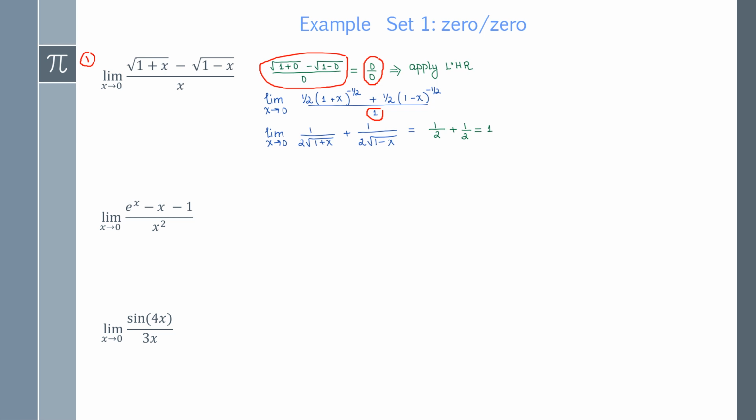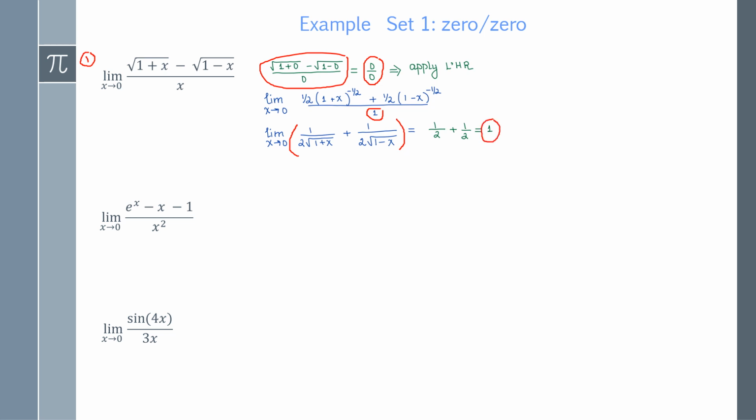So the limit as x goes to 0 of this expression right here, I'm going to rewrite as 1 over 2 root 1 plus x plus 1 over 2 root 1 minus x. It is no longer of the form 0 over 0. When we plug in x equal to 0, we just get a number, and that is 1. So that's the limit.